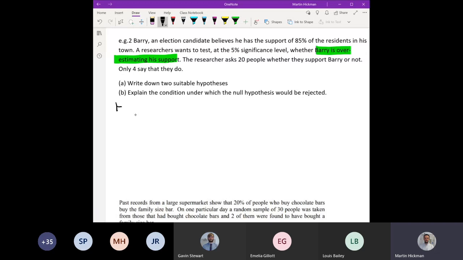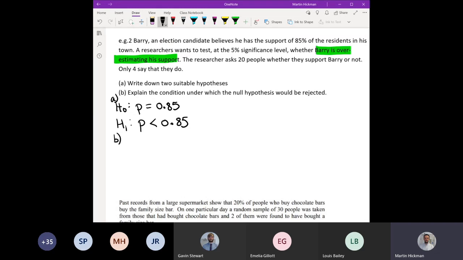So the null hypothesis is that Barry's correct, and the probability that people support him is 85%. Okay, so that is our null hypothesis. That's what we believe to be true in the beginning. Now the researcher thinks he's overestimating his support. So this would mean that the probability is less than 85%, okay? So he thinks that you're going to get less than 85% of people supporting him because he's overestimated that support. So those are our hypotheses. It's important that we always write them first, especially when we go into the bits in a second.